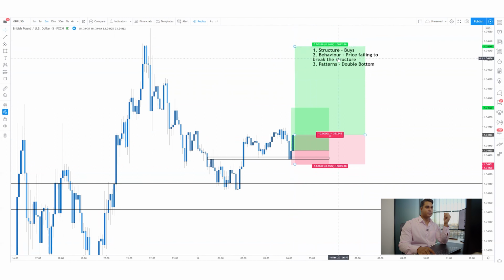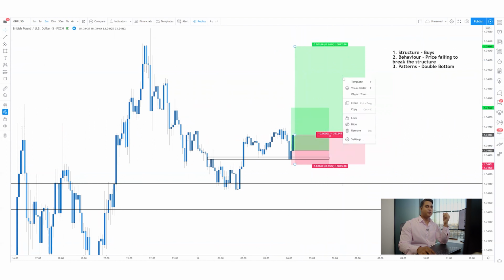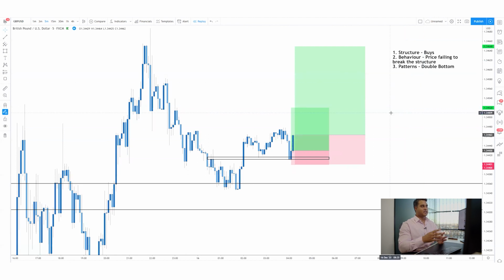Okay, now once you have this in place, the question is, have you met the criteria of your trading plan? Well, the answer is yes. Structure was on your side, behavior was on your side, and now your pattern's on your side. Does it mean that this trade should win?